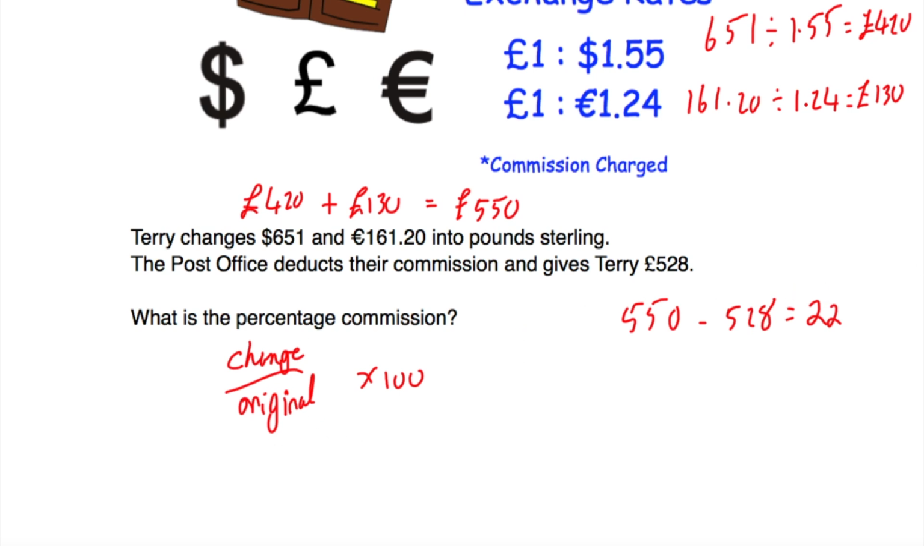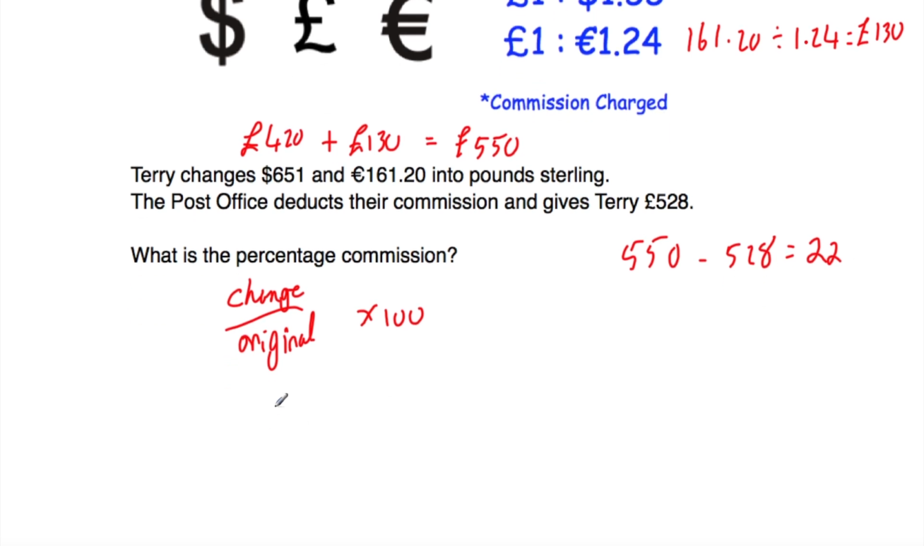So the change, what it changes by, is £22, divided by the original, what he should have received, which is £550, and then multiplied by 100. Let's work this out. 22 divided by 550 multiplied by 100 is equal to 4. So that means that Terry was charged 4% commission.